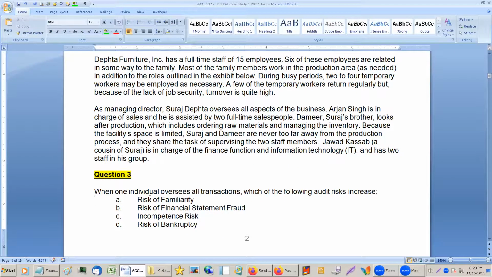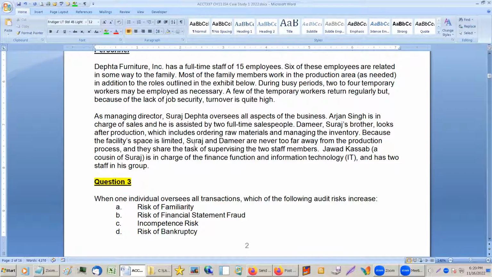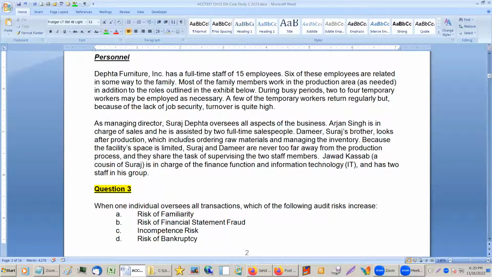Going to do some spacing problem here. Personnel, full-time 15 employees. 6 of them are related. That's very common.